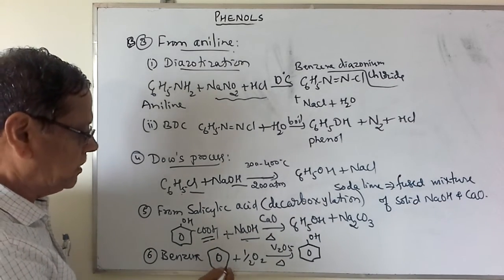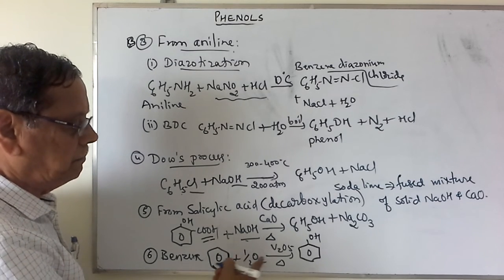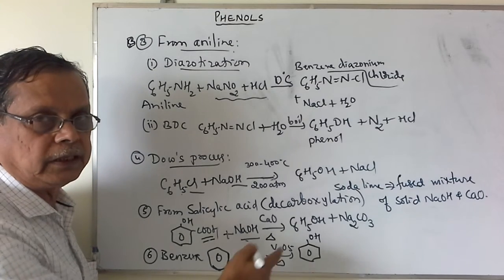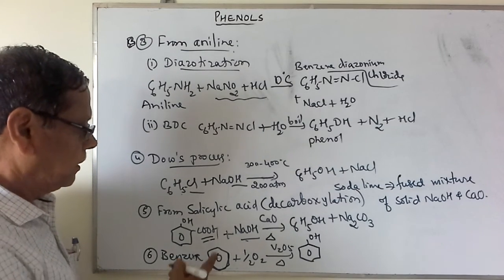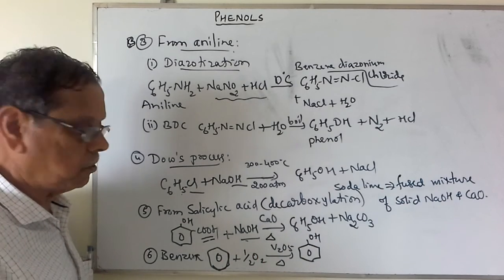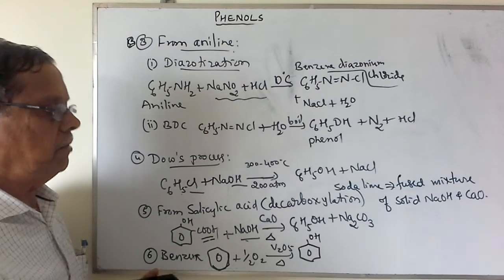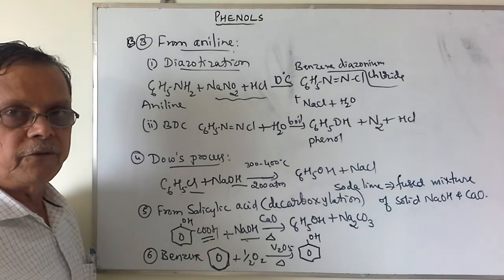The last one is from benzene itself. By heating in presence of air and vanadium pentoxide, it gives rise to phenol. That is, hydrogen from this benzene is converted into the OH group along with this oxygen. So these are some methods available for the preparation of phenol.